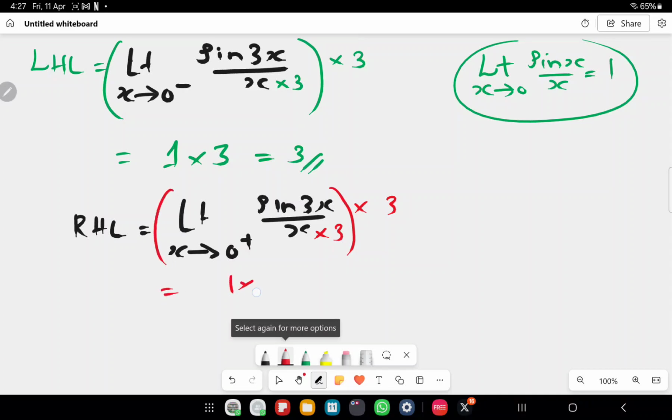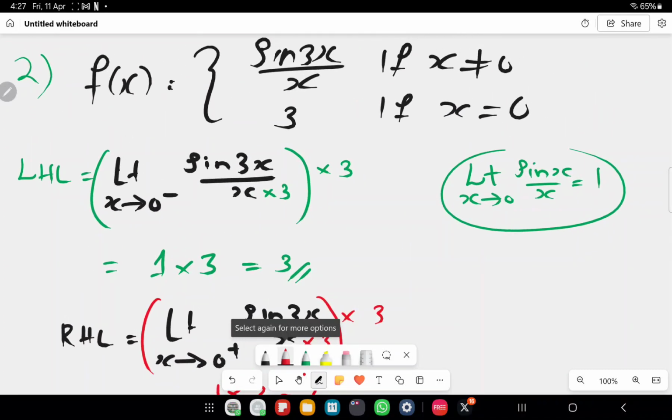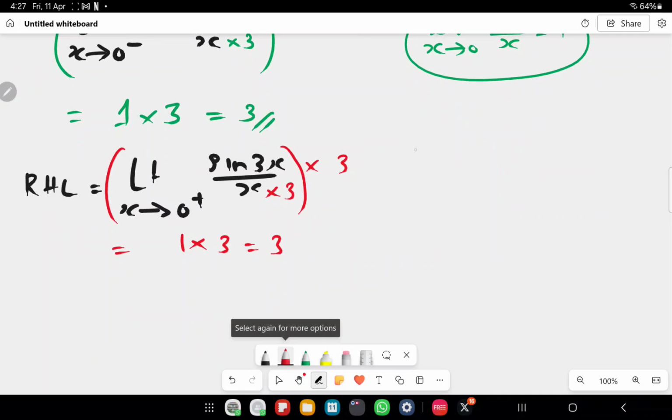So this is 1 into 3, this is equal to 3. Now what is the function value given? See, what function value is given? At 0 it is 3. So f of 0 is 3.